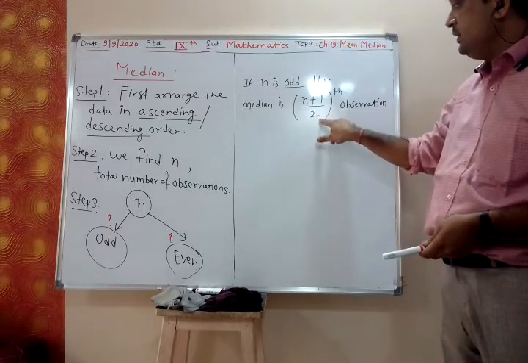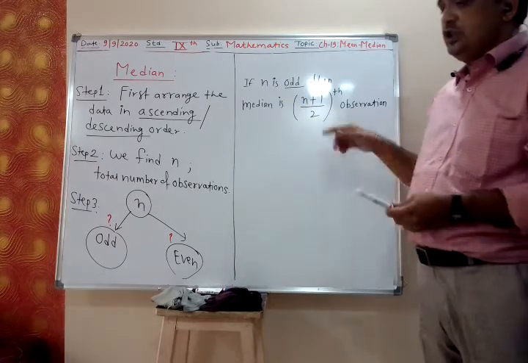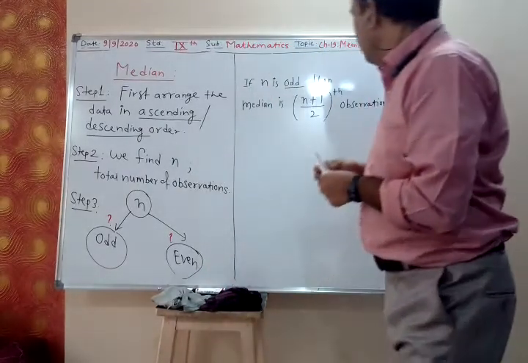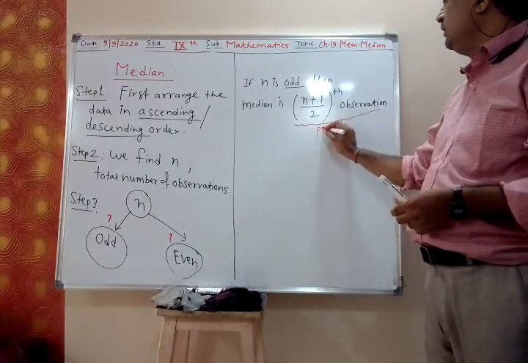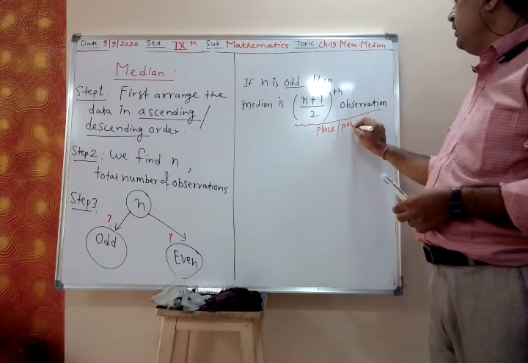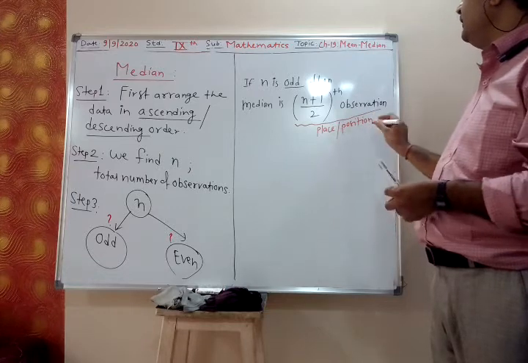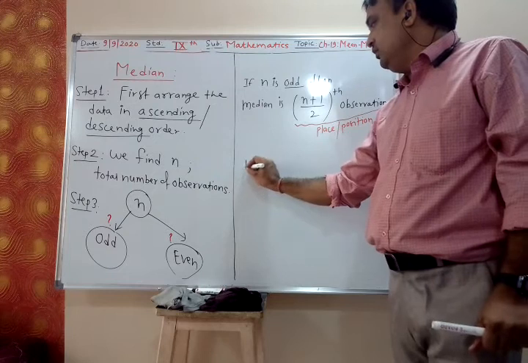This will not be the median. This n plus 1 upon 2 th observation is not my median; it is the position or place of that median value. Now, second: if n is odd, that is over.